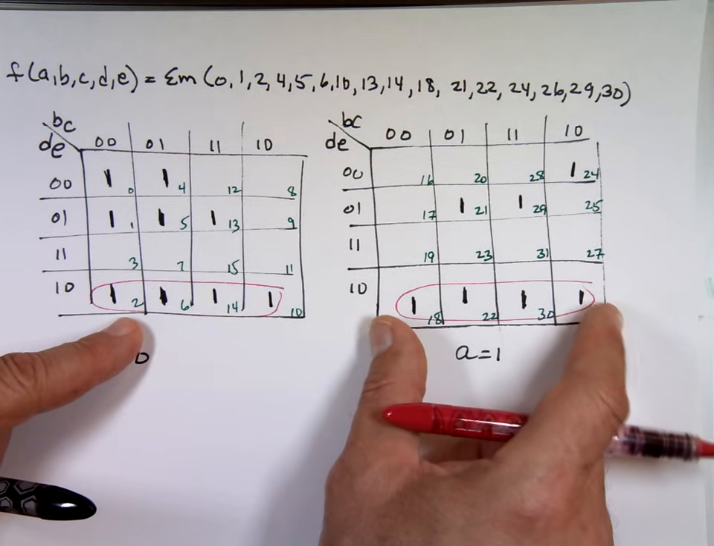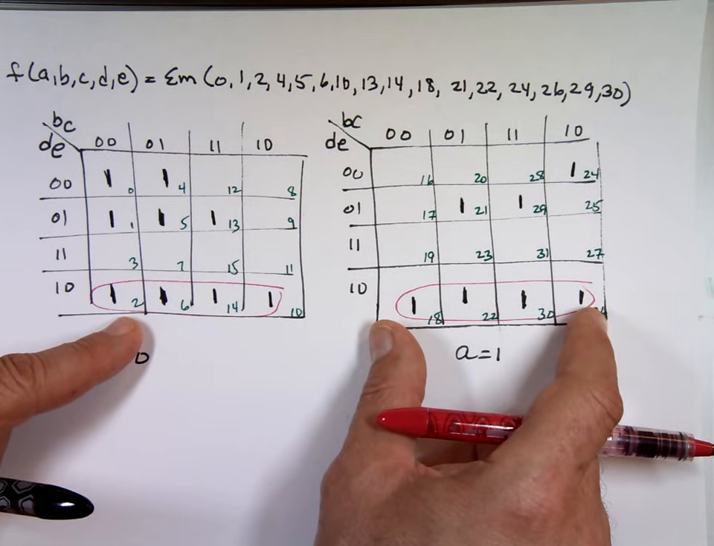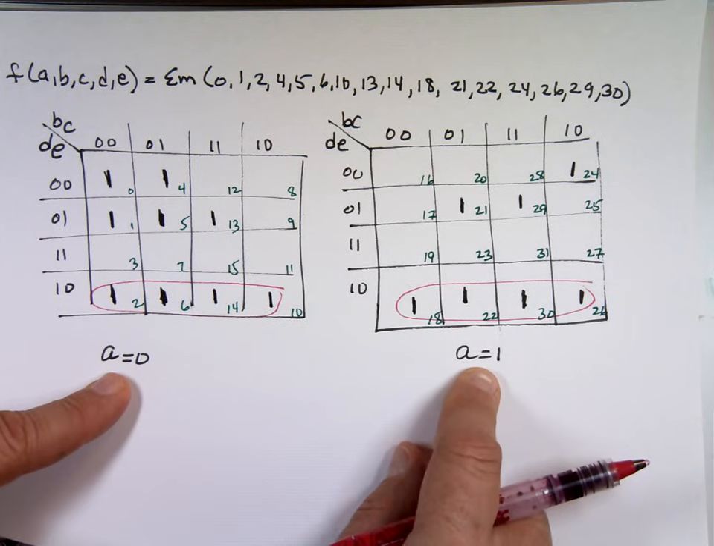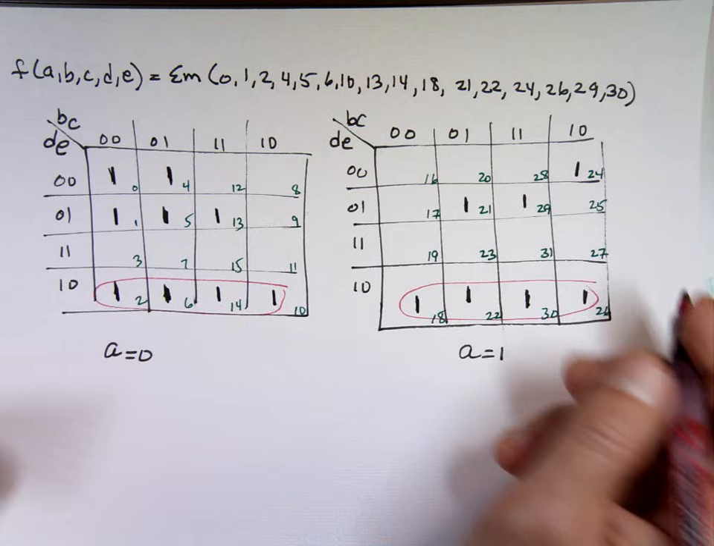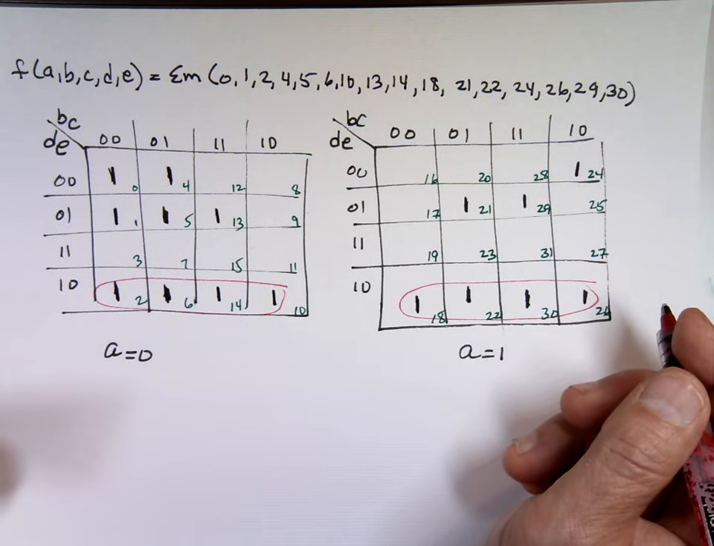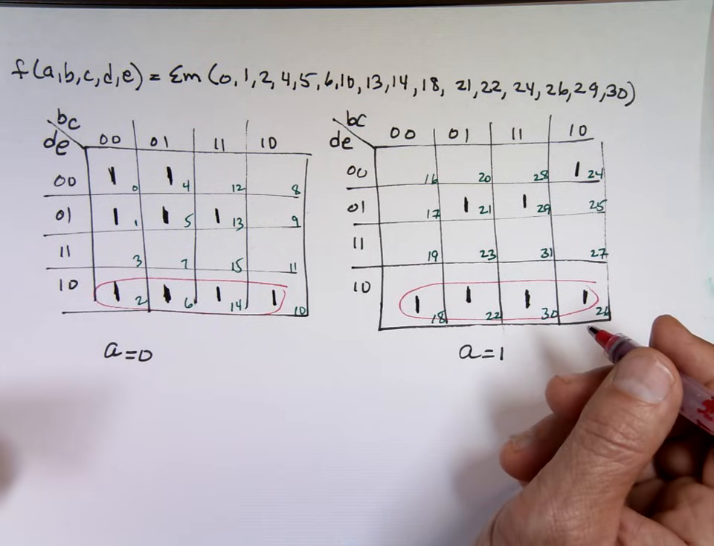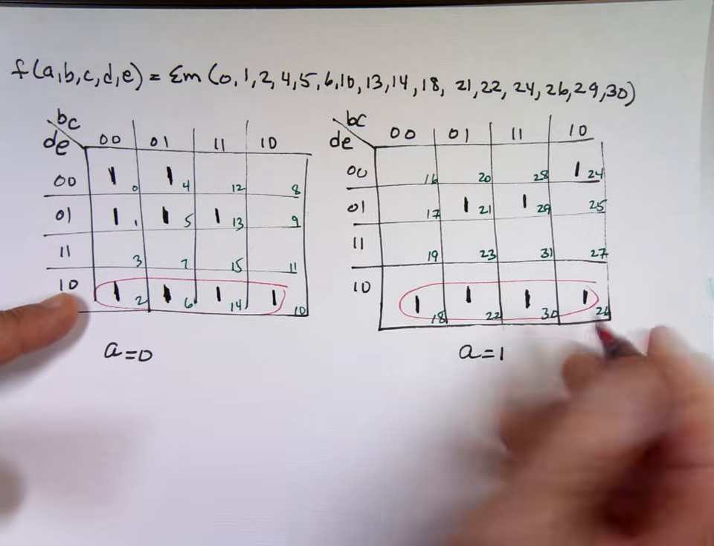What happens? Now, since that's a group of 8, let's see what's changing. A is changing. A is out. What about the other ones? B and C are changing, right? So D and not E.